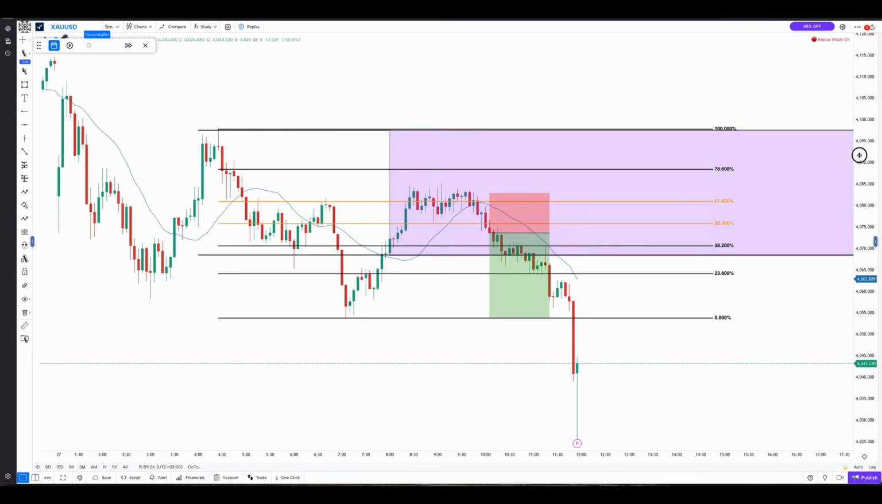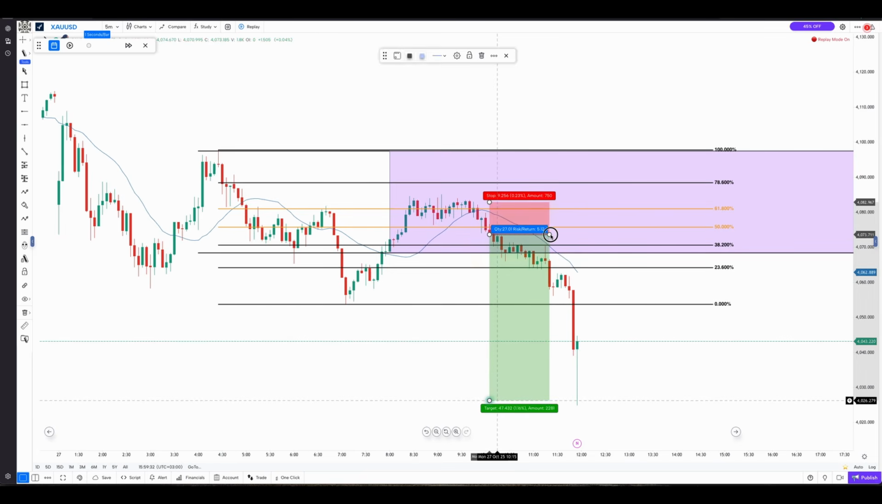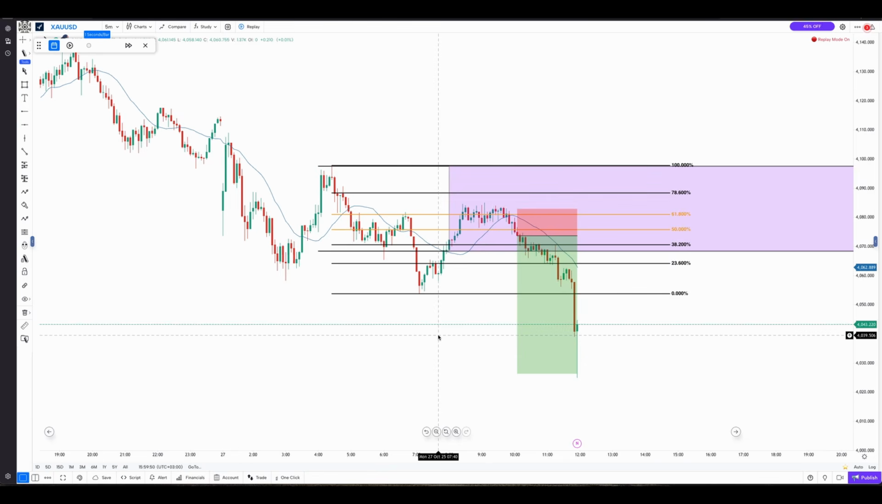In fact, you can even get a 1 to 3 if you're trading with Fibonacci. It gives you a very good risk to reward. You can see how big this risk reward would be. That is how you get entries using Fibonacci. Let me show you another example now.